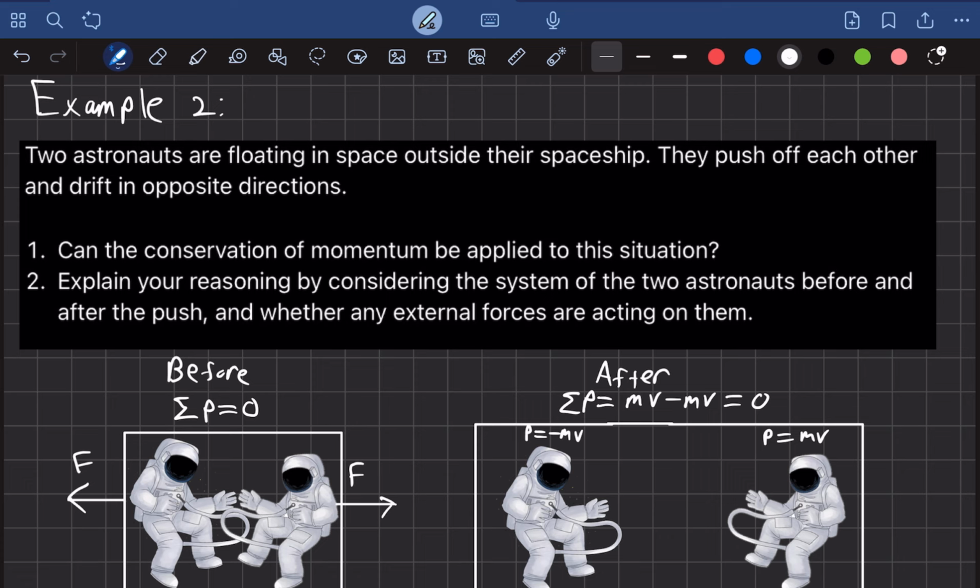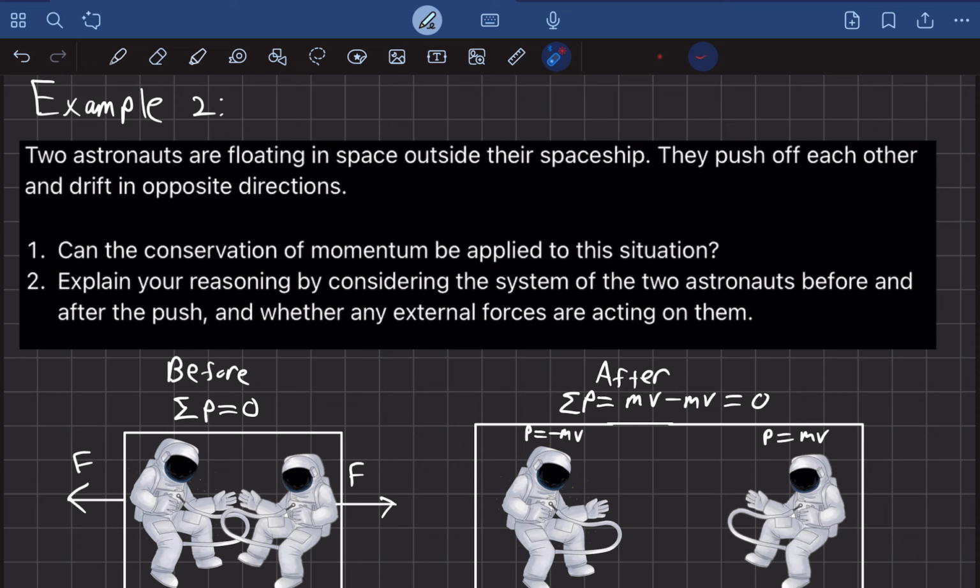Let's look at a scenario where the conservation of momentum is valid to apply and explain why that would be the case. So for this example, we're going to have two astronauts floating in space outside their spaceship. They push off each other and drift in opposite directions. So can the conservation of momentum be applied in this situation? Then we're going to explain our reasoning by considering the system of the two astronauts before and after the push, and whether there are external forces acting on them.